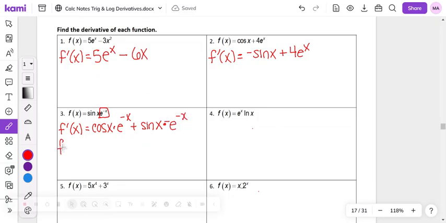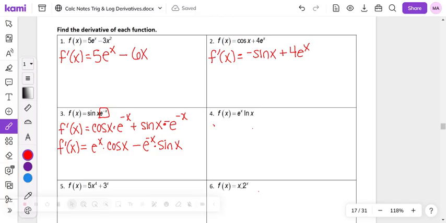So we're going to do a little rewrite. I prefer to have the e to the x in front of the cosine of x, and then minus e to the x, e to the negative x times the sine of x. There we go. We're done.